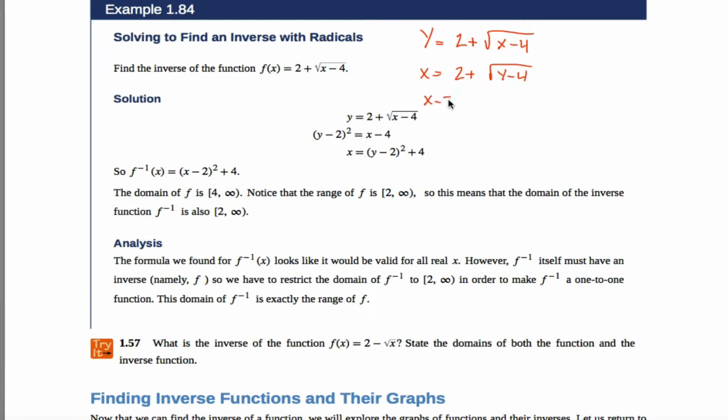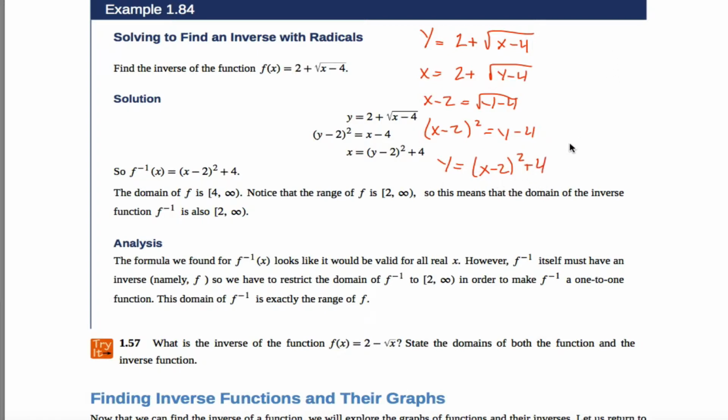Subtract 2 from both sides of the equation. Solve for y, so I have to get rid of this pesky square root, so I'll square both sides. x minus 2 squared equals y minus 4. I can get y all by itself if I just add 4 to both sides of the equation. I get something like this. Perfect.